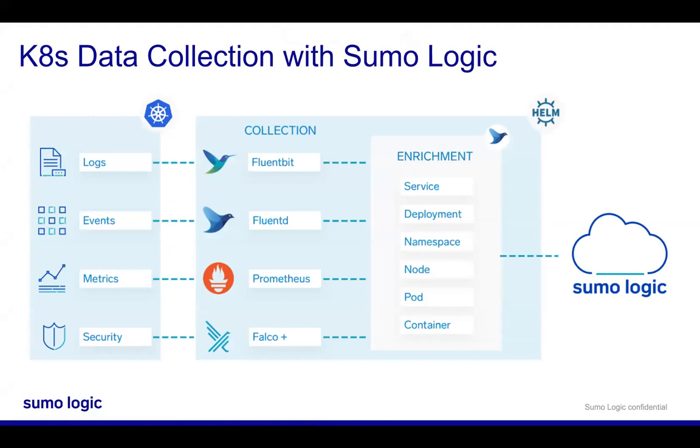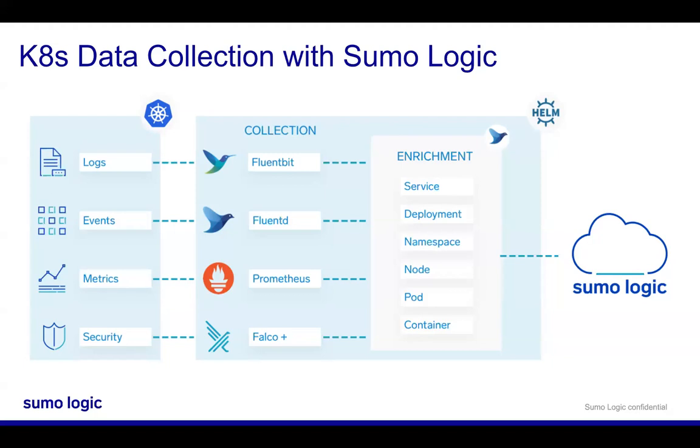Now, collection of your data from your Kubernetes environment relies on a combination of FluentBit, FluentD, Prometheus, and Falco. They're all open source data collections maintained by the Cloud Native Computing Foundation, and they're all actively maintained by a large community of contributors. So virtually any type of data that you're looking to collect probably has some sort of integration at this point with one of these collections that we're using. So you could use it for more than just Sumo after this as well.